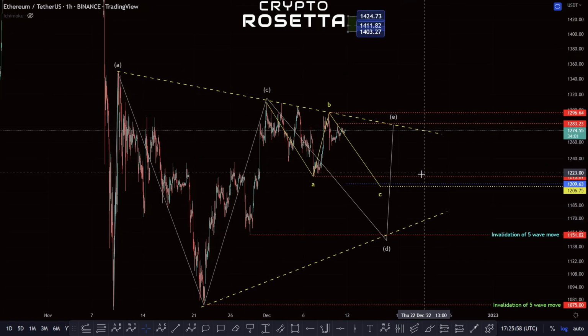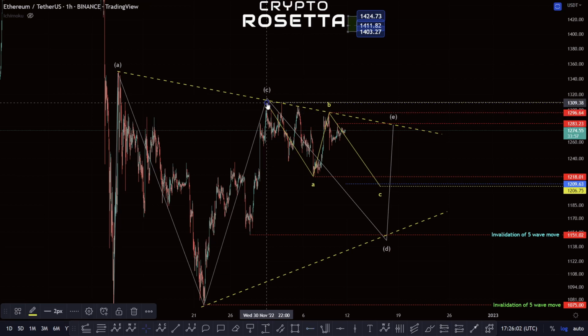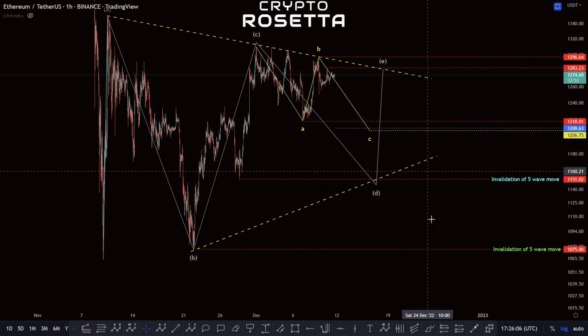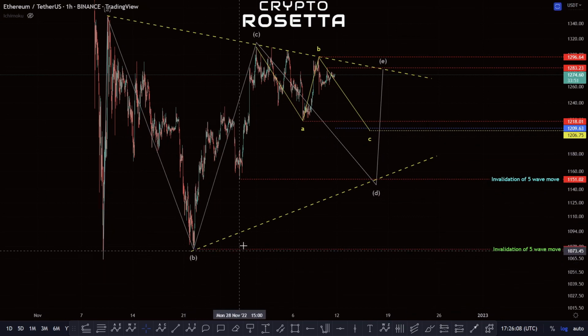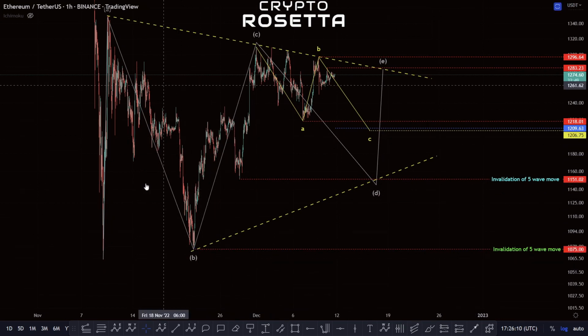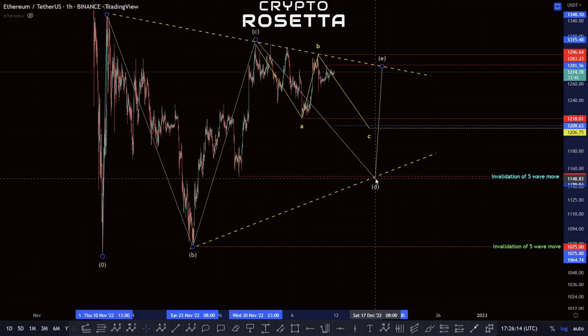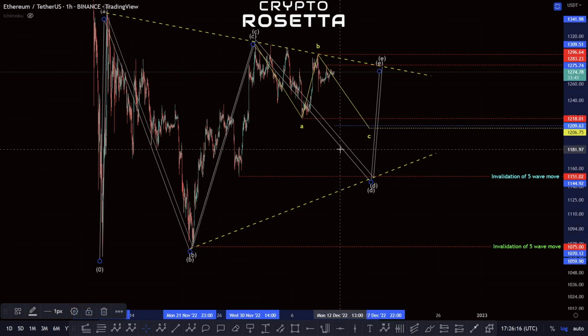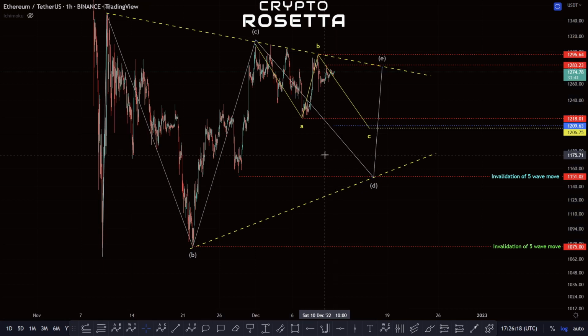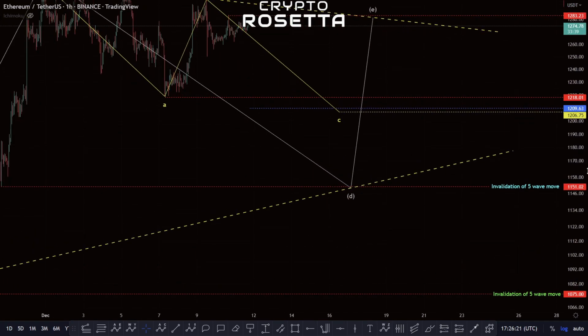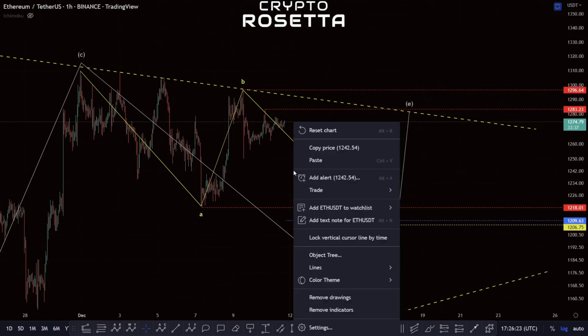So invalidation of this currently as a potential triangle would come by crossing back above this 1309 area, and also dropping below this 1075 area would invalidate the potential of a bigger triangle here. We only get confirmation on this D wave, so we'll have to wait for it to play out, but until that happens or doesn't happen, basically it's just something we're tracking on the sideline.